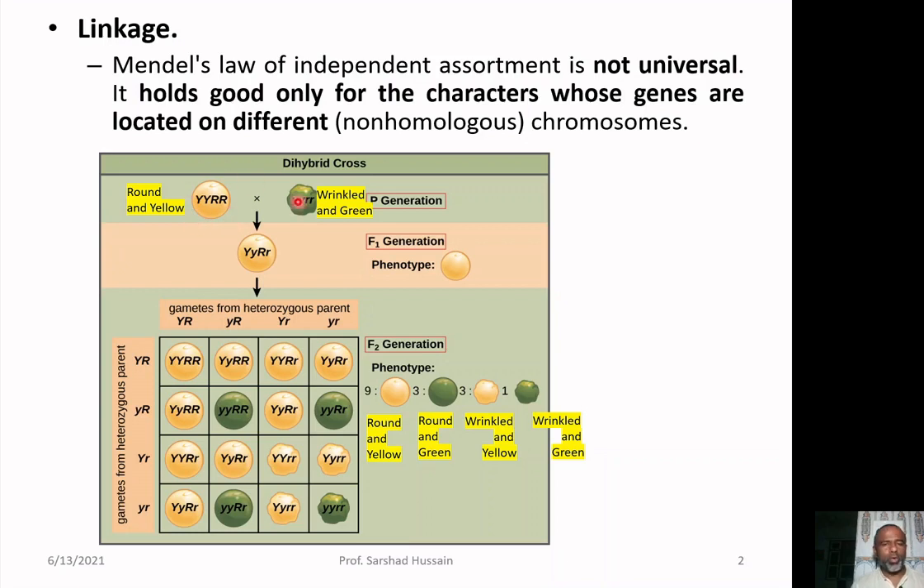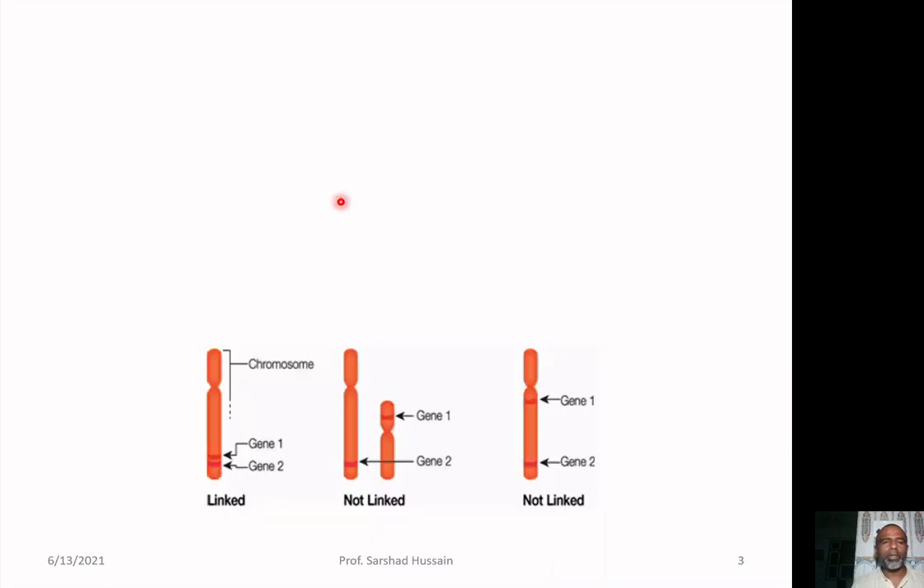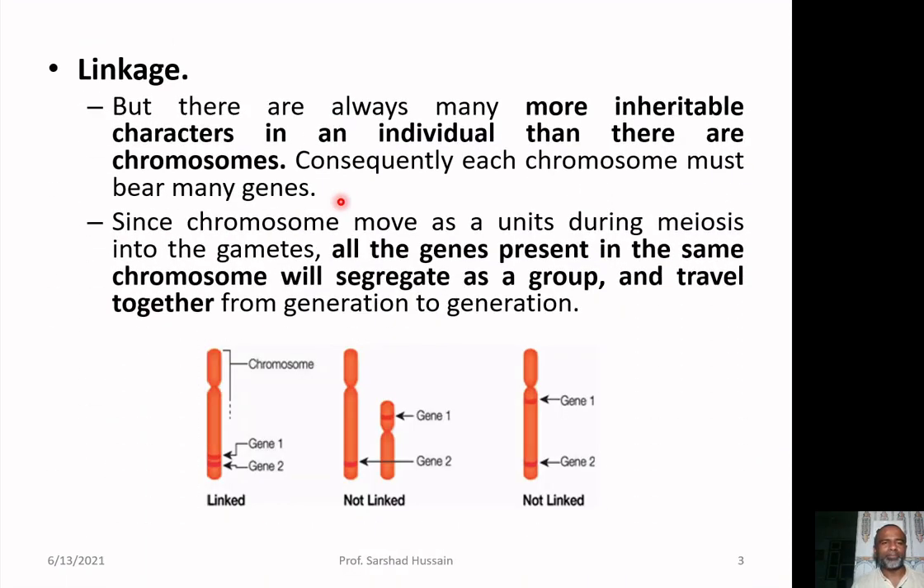So he came to this conclusion, and if they are present on the same chromosome, then the law of independent assortment may not be visible. So it means you know that the number of genes is always more than the number of chromosomes.